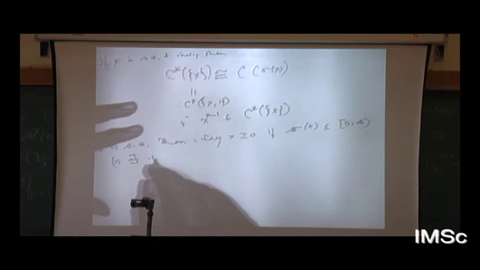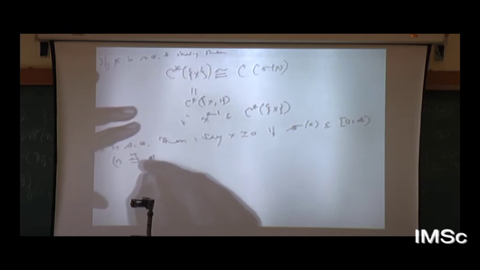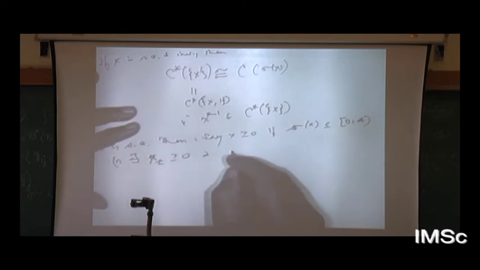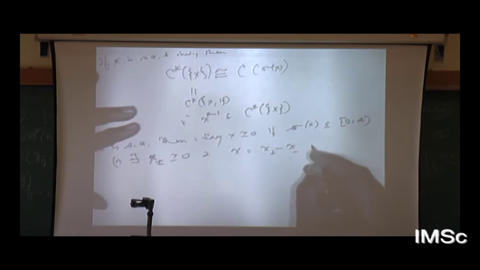the first assertion is that x self-adjoint implies there exist x plus and x minus, positive, such that x equals x plus minus x minus and x plus x minus equals 0.